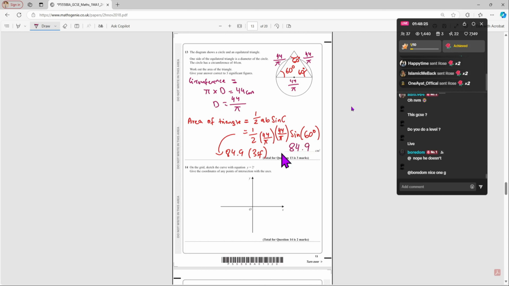And guys, remember, if you do not know the length or the height of a triangle or the base of the triangle, you have to use the formula half AB sine C to work it out, okay? This question only comes up on the higher paper, so this formula is only used on the higher paper, okay? So give a thumbs up in the chat if you're ready to move on to our next question, number 14.